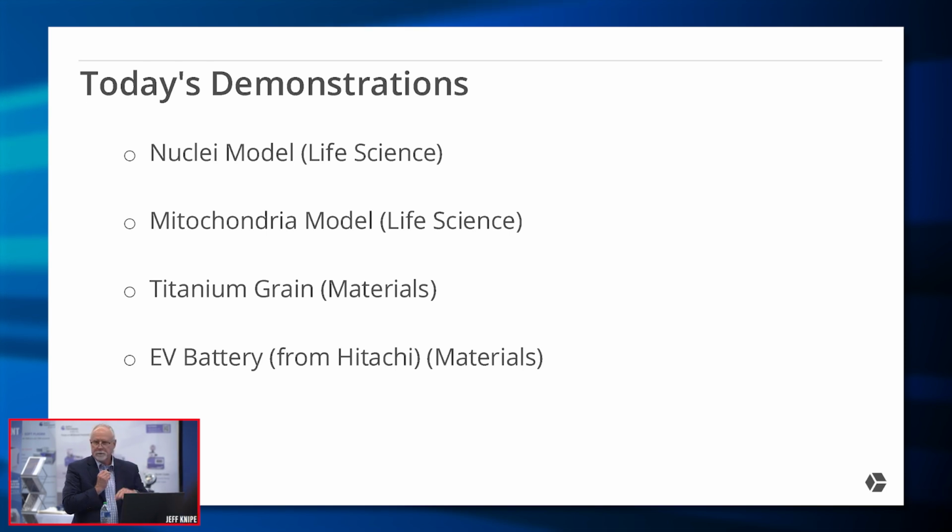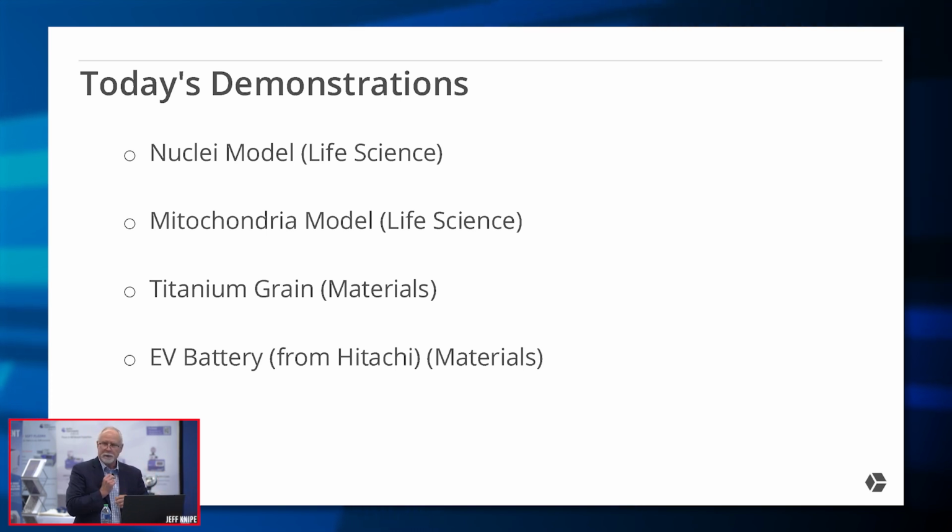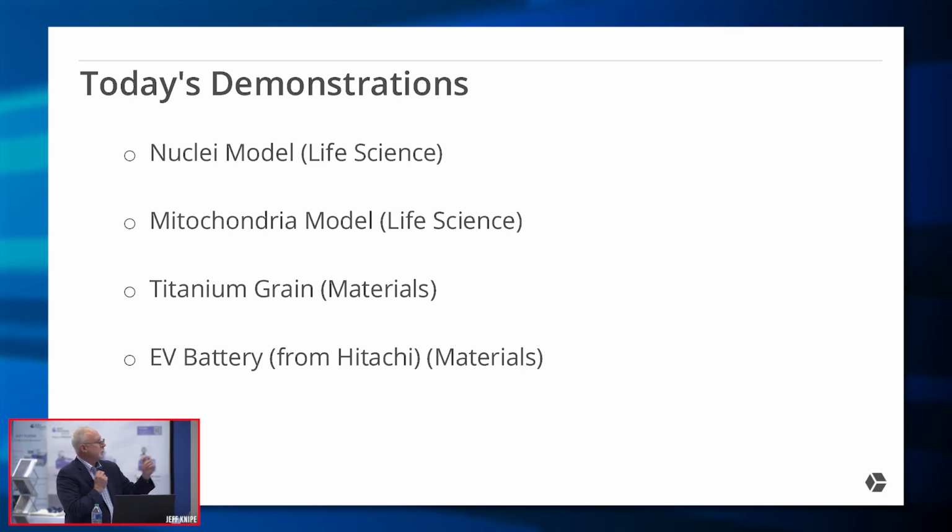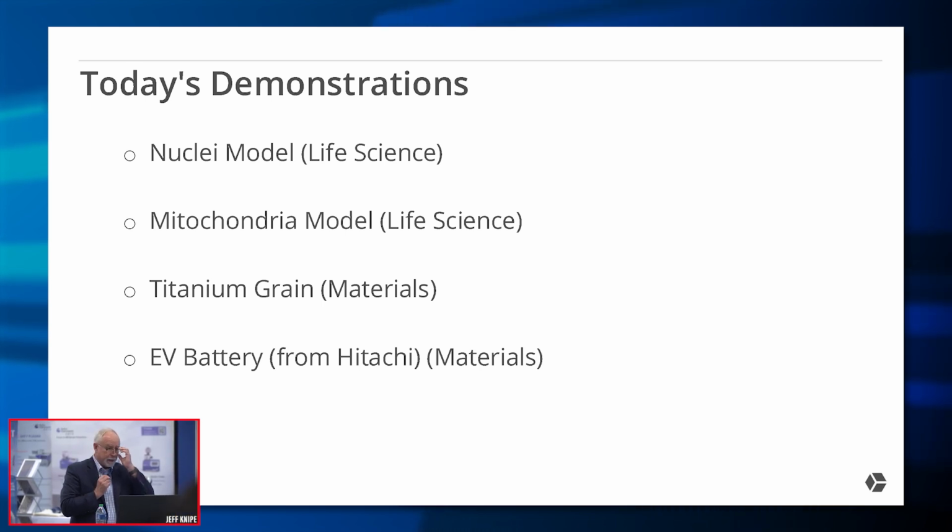So I'm going to show a few biological and a few materials and industrial type of samples. So we'll do some nuclei, the mitochondria model, and as Simon mentioned, we can actually combine models, run them sequentially. So you can actually do complex imaging problems. And then we'll do some titanium grain, and I'll finish up with EV battery looking at some NMC particles.